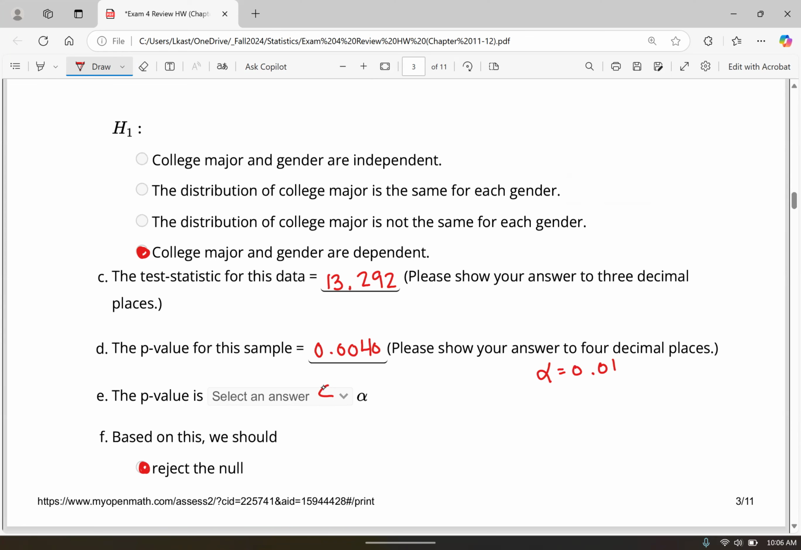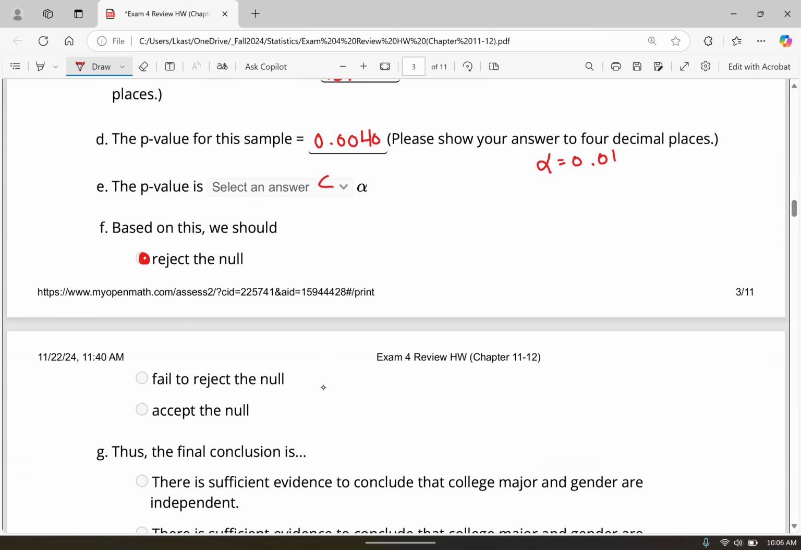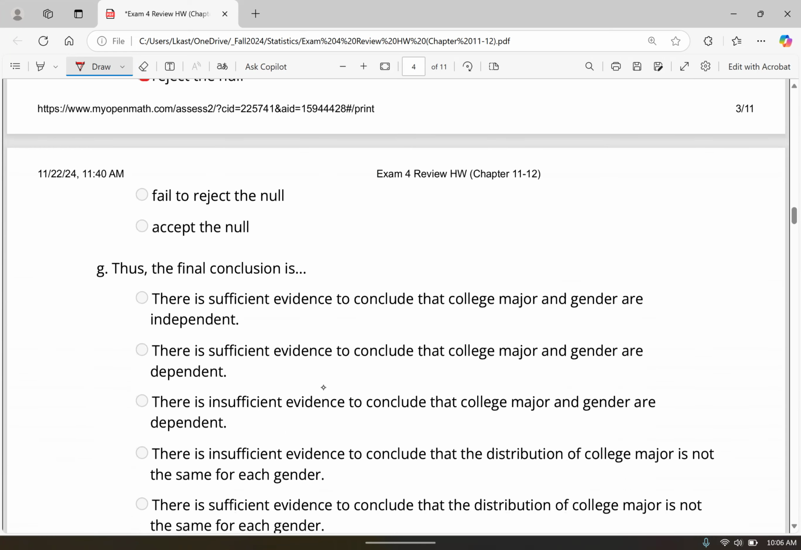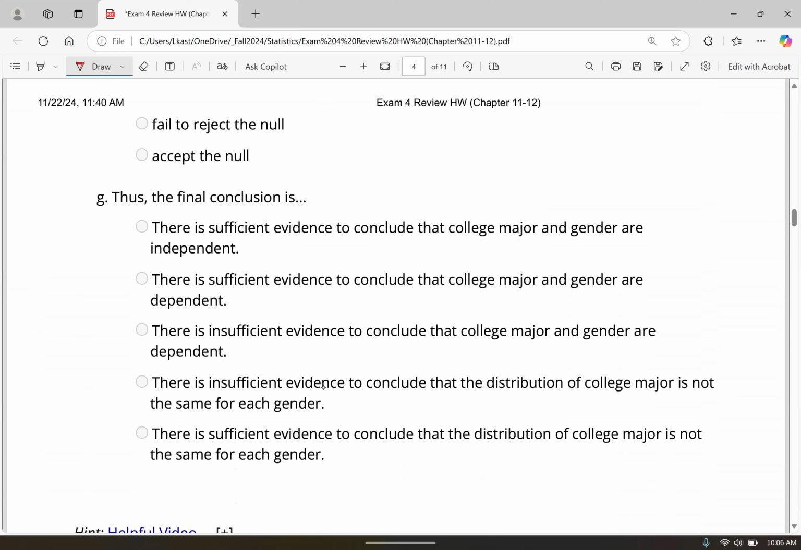Does that surprise any of you? So it's going to be one of those sufficient evidences, right? Sufficient evidence to conclude that college major and gender are independent? Nope. There's sufficient evidence to conclude that college major and gender are dependent. And that is the only thing, at least on that page, that's missing. They are dependent. All right.